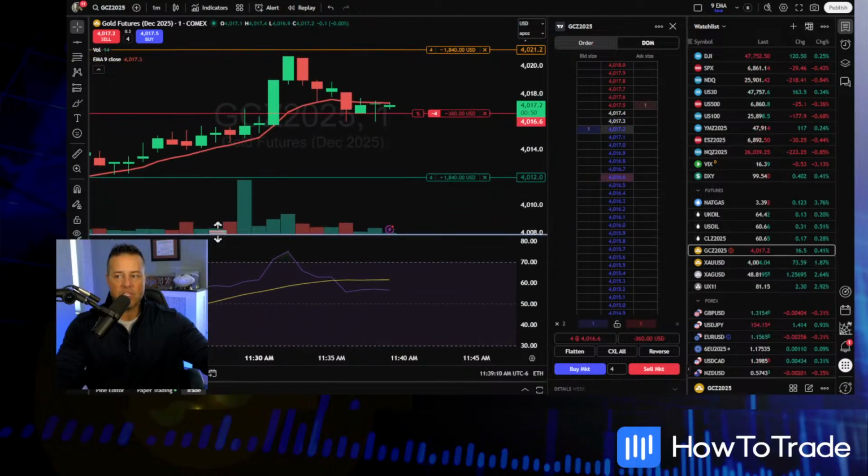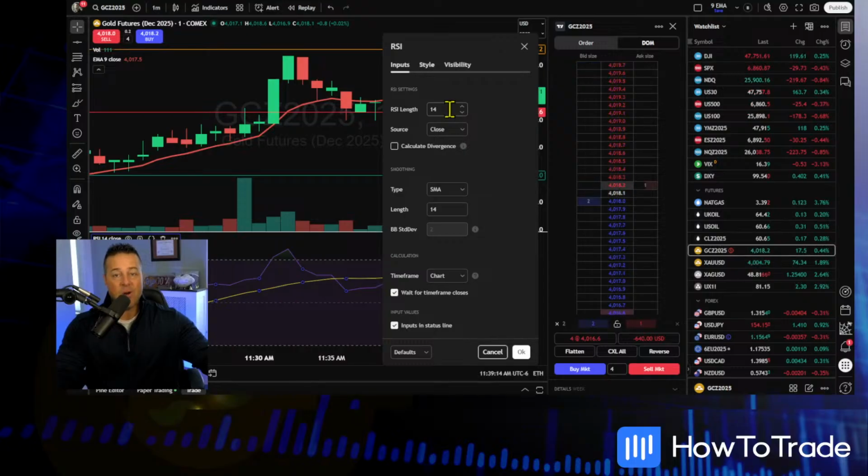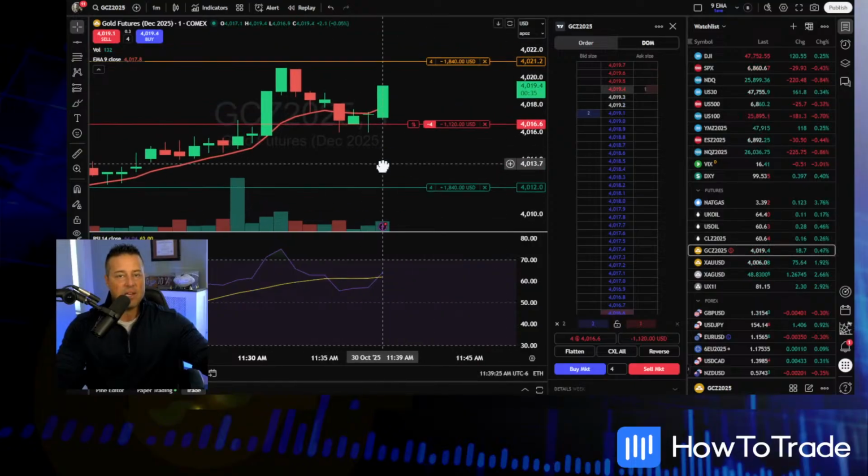And then just a quick look at our settings. Our settings are going to be factory settings. RSI length is 14. We're going to keep it there. The source is the close. Type is SMA, and don't really worry about the rest. Keep it all the same. 14 and close. That's the most important thing. Those are the factory settings there for that.